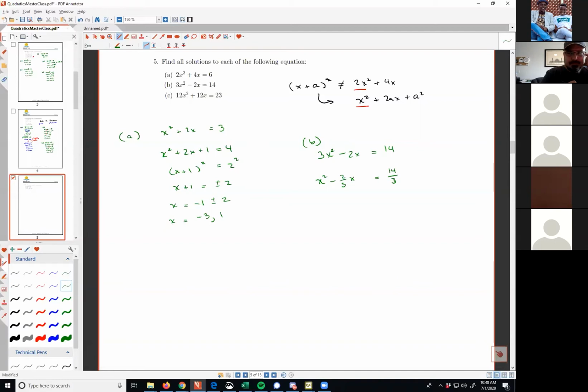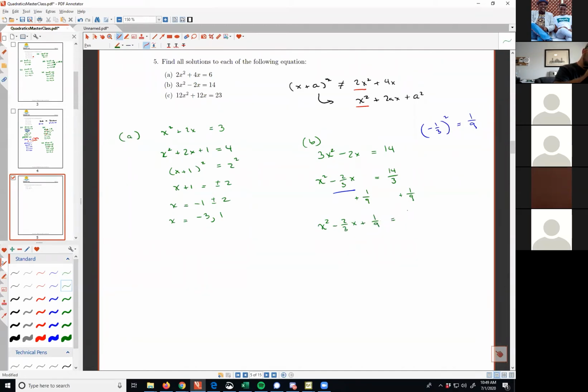1 over 9. Our process has always been to look at this middle term and take half of the coefficient, which is negative 1/3, and then to square that to get the constant. So if we add that constant to both sides, now we have x squared minus 2/3 x plus 1/9.